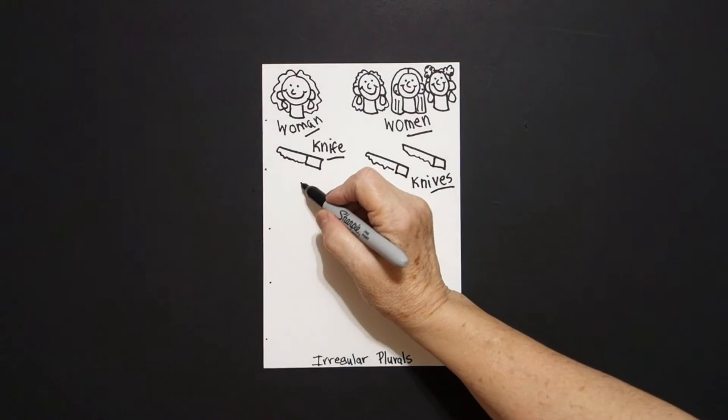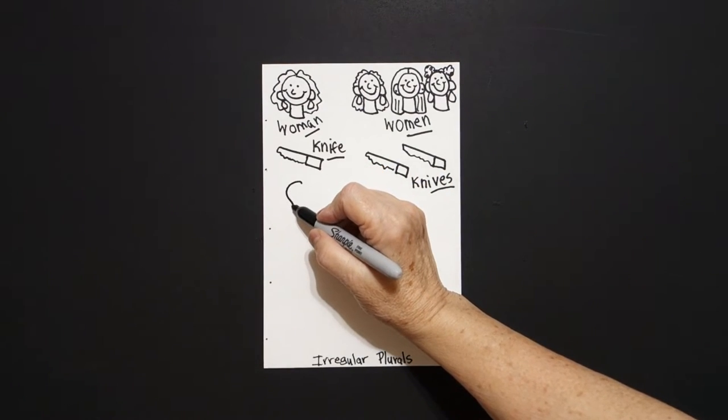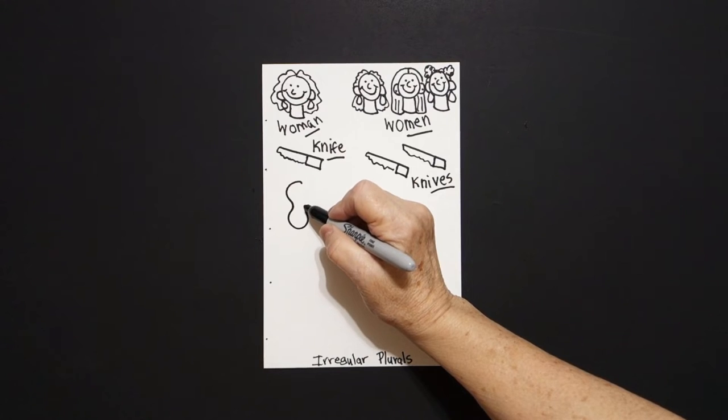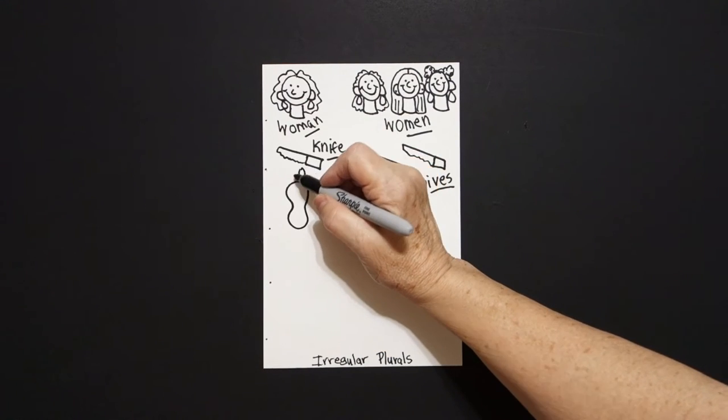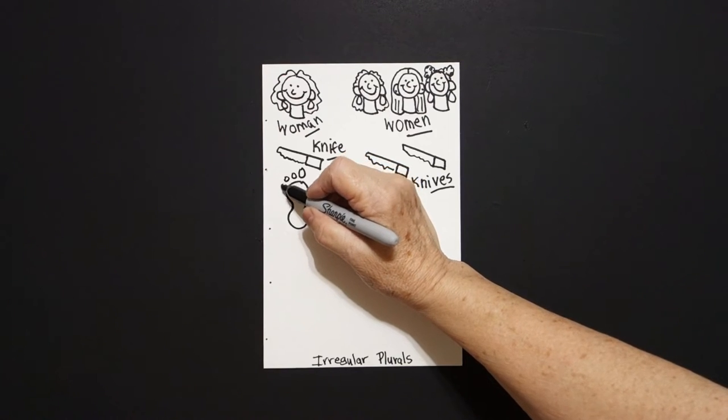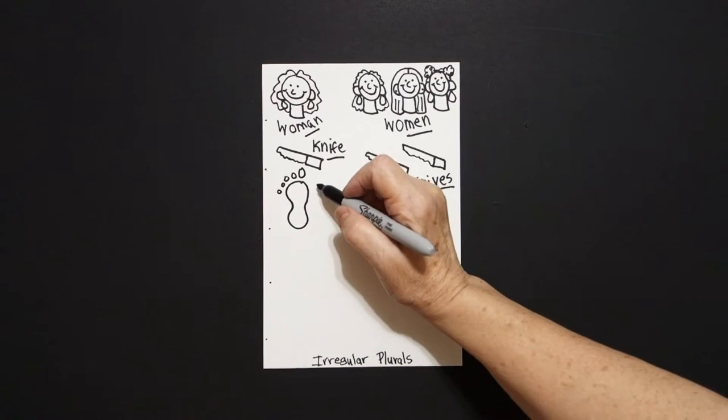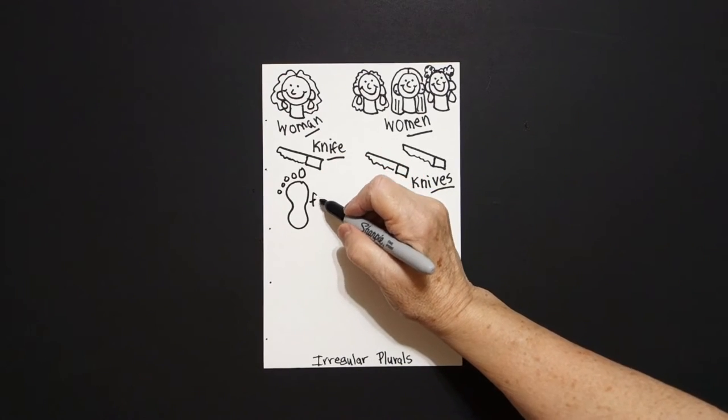Put a dot, curve line out, in, down, up, connect. One, two, three, four, five. This is a foot.